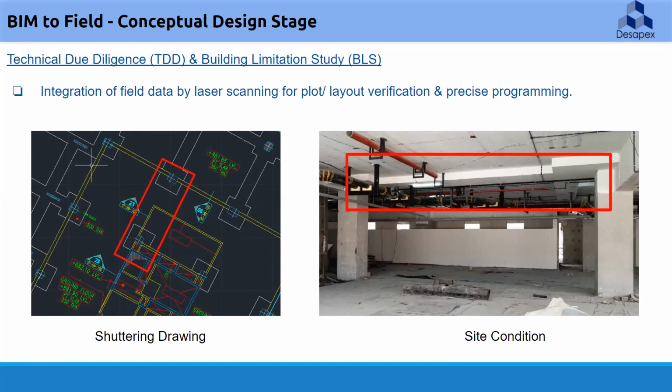So, integration of field data by laser scanning for plot or layout verification and precise programming. Like you can see in the image, there is a shuttering drawing where the beam is not being shown. The same was used for beam model development, and after the construction drawings were submitted, we found that the beam is casted at site. So this led to a major issue of chilled water piping with other services, and a major time and cost was lost.